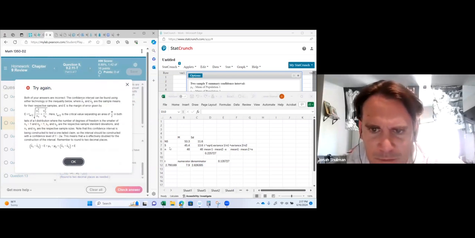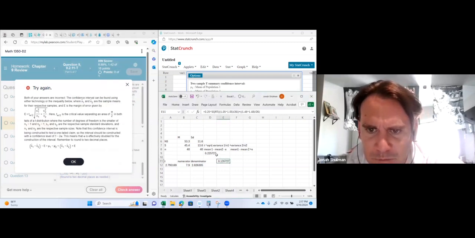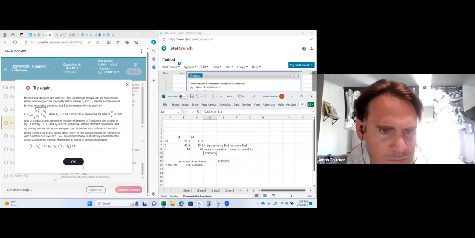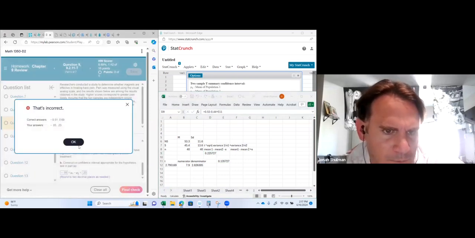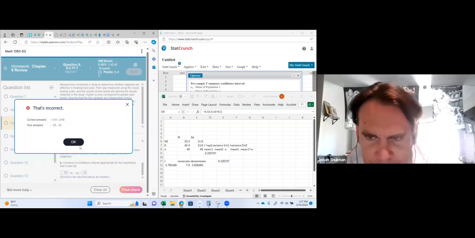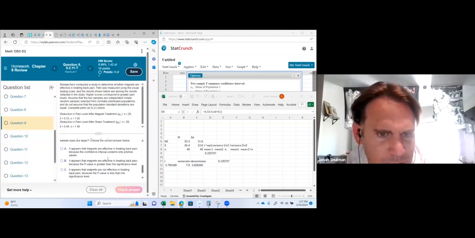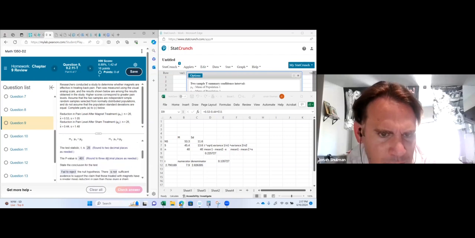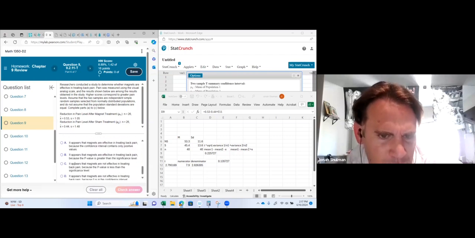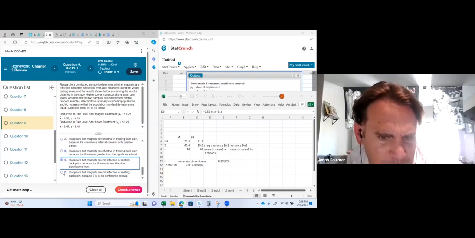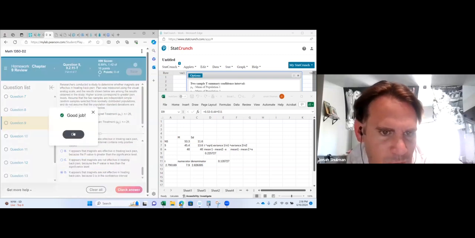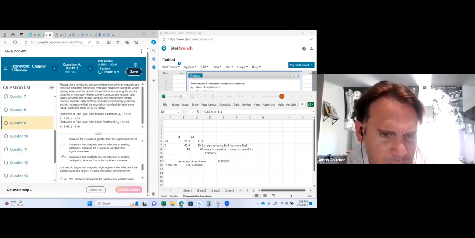What? I did all the steps. Let's see what it's supposed to be. So I got the negative 0.05. Oh, it's 0.51. Craziness. Does it appear that the magnets are effective? No. It's not effective because 0 is in the confidence interval. I think that's the answer they want, which is fine.